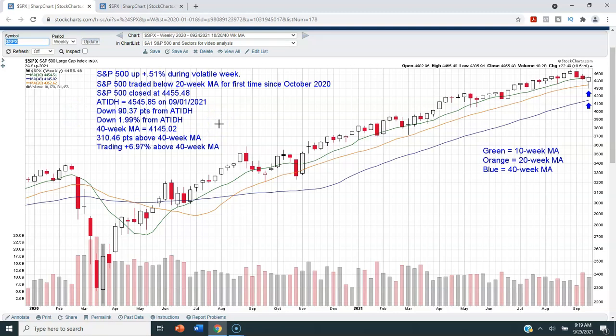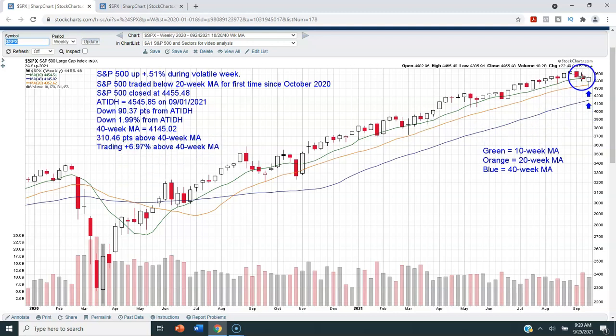So, let's take a look, though. I always want to know that if the market does roll over, and we pull back to the 40-week moving average, what does that mean? Right now, the blue line, the 40-week moving average, is sitting at 4145.02. That means that where we're at right now, we're 310.46 points above the 40-week moving average. That equates to 6.9%. We're 6.9% above the 40-week moving average.